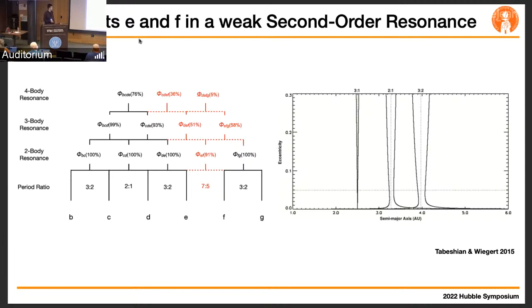Moreover, if you look at the width of the resonance in semi-major axis space, the first order resonances, 3 to 2 and 2 to 1 here, are pretty wide in semi-major axis. However, the second order resonances are actually razor thin in semi-major axis, especially towards low eccentricity. So as such, the weak strength and the thin width of second order resonance means that they are really difficult to form during this migration.